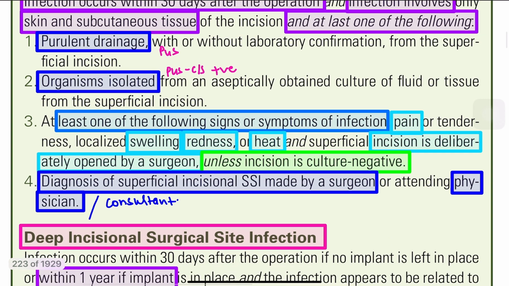The third one is diagnosis of the superficial incision made by surgeon or attending physician. Just remember, it is not only the surgeon; even the attending physician can make the diagnosis of superficial surgical site infection. And any of the following signs and symptoms of infection, as you read in pathology, like pain, swelling, redness, temperature. All these are signs of inflammation or infection. And the incision is deliberately opened by the surgeon, unless the incision is culture negative. If it is culture positive, then there is no use of doing all this, it's already positive. So unless the incision is culture negative, important.